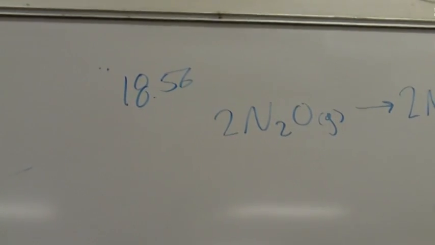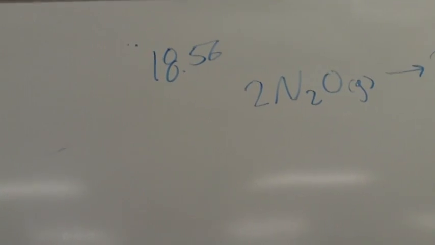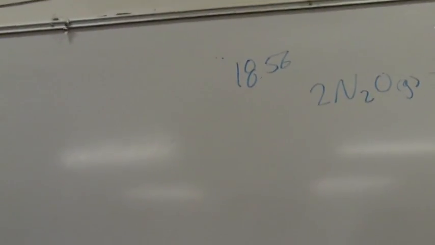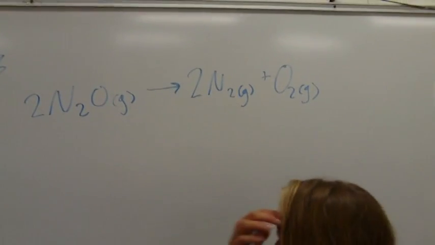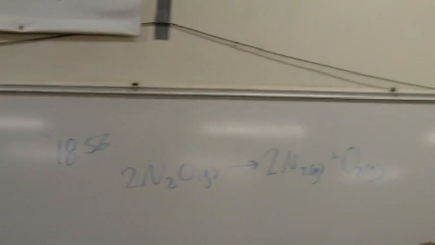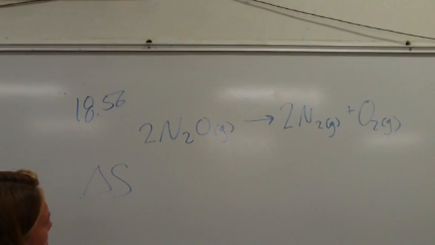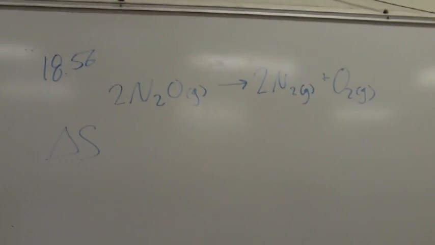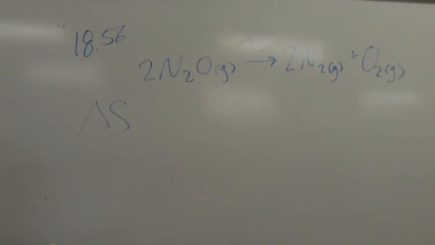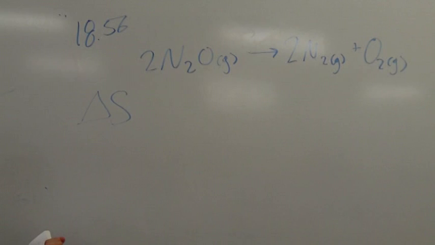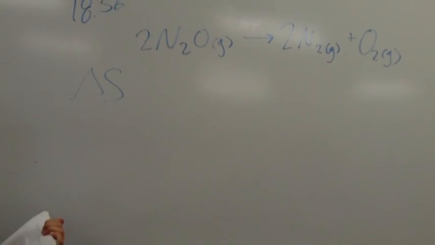Okay, we're looking at 19.56, and this one says, what factors must you consider to determine the sign of delta S for the reaction shown here if it occurs at constant temperature? So, this is the reaction. It's talking about delta S, and it kind of just wants us to look at what we think the sign of delta S is going to be based on the equation. There are three factors that you need to look at. The first one is the number of moles of products versus the number of moles of reactants.